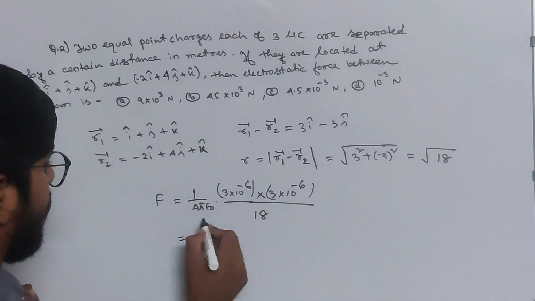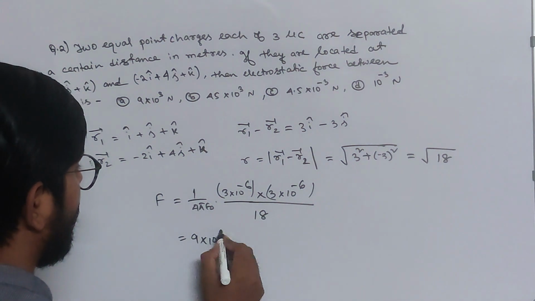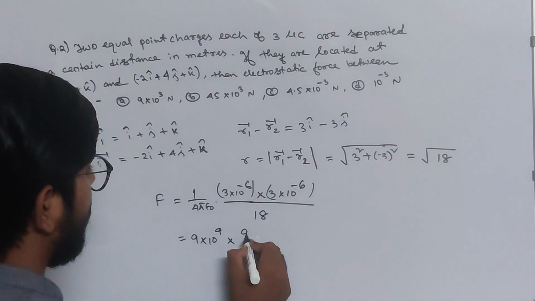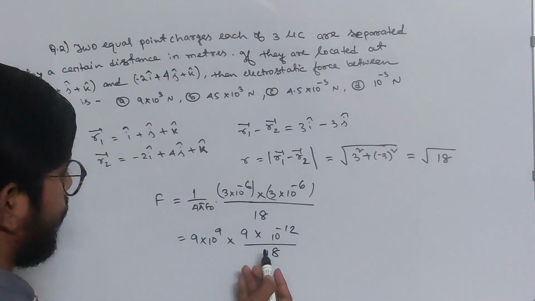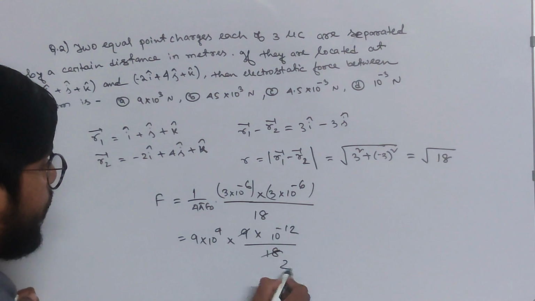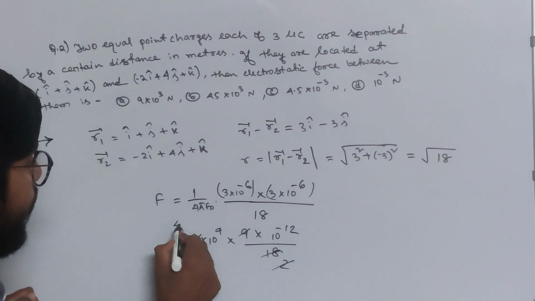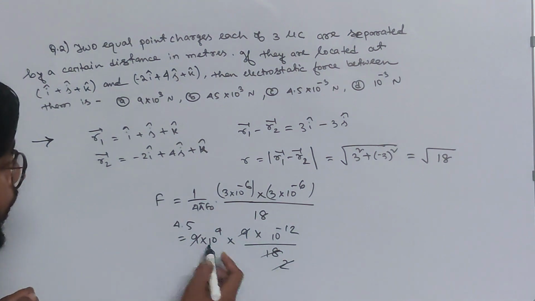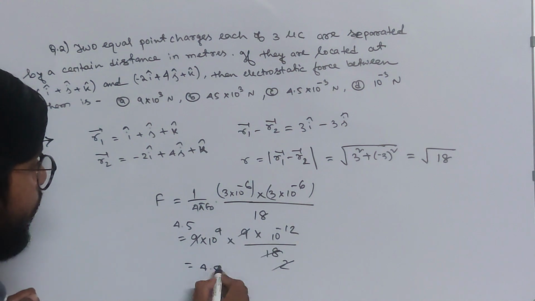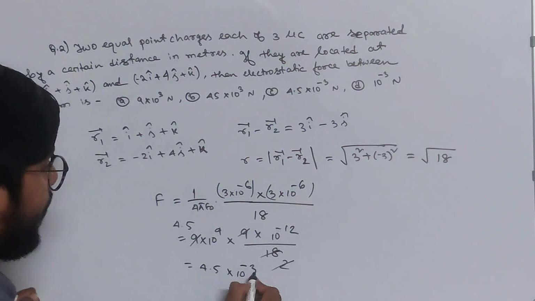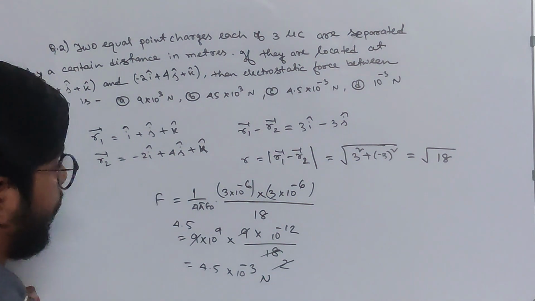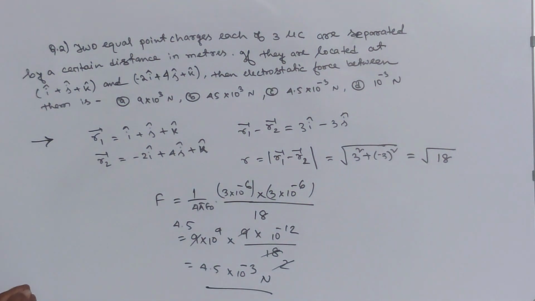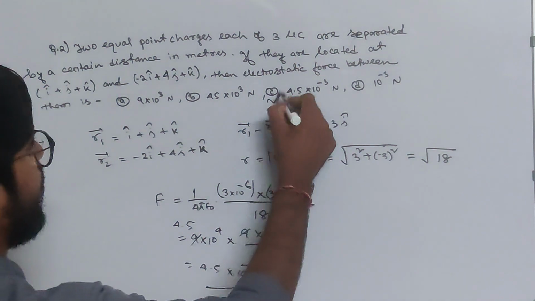So it will be 1 by 4 pi epsilon, it is 9 into 10 to the power 9, and it will be 3 into 3, 9, 10 to the power minus 12, divided by 18. So if you cancel 9 by 18, it is 2, 2 into 9, it will be 4.5, right? Then the answer is 4.5 into 10 to the power minus 3, right? 12 minus 9 is 3 and minus sign, so it will be 4.5 into 10 to the power minus 3 Newton. So which option is correct? Option C is correct.